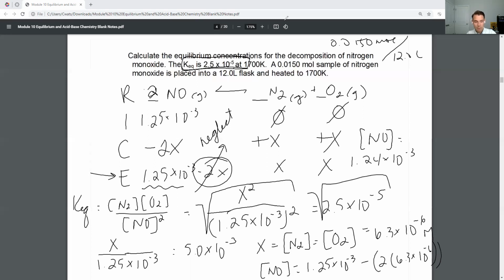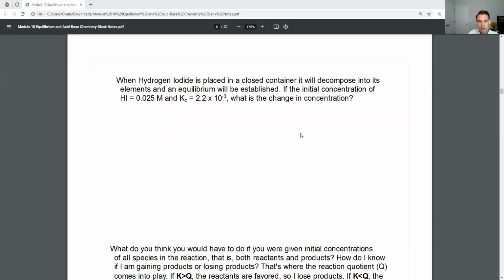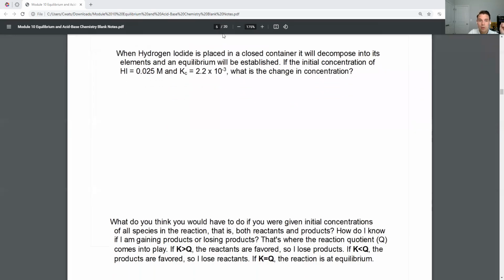The great thing about RICE tables and equilibrium problems like this is they're all done the same way each time. They all have the same steps. So let's do one more, and then we'll be finished for these notes, and you'll have time to practice because this is one of those things that you'll get better at the more you do. So when hydrogen iodide is placed in a closed container, it will decompose into its elements and an equilibrium will be established. I'm going to try to make this one look nicer because I don't have as much space.